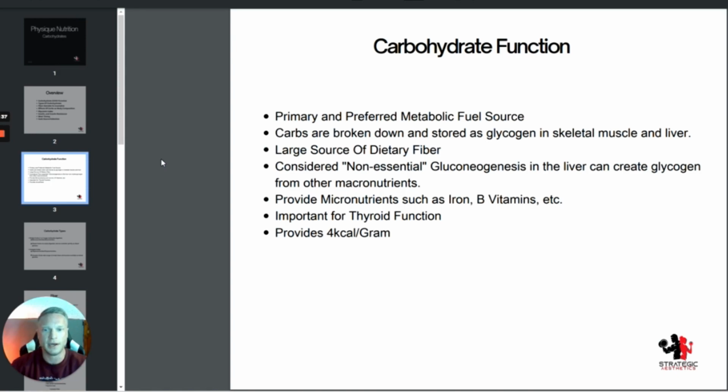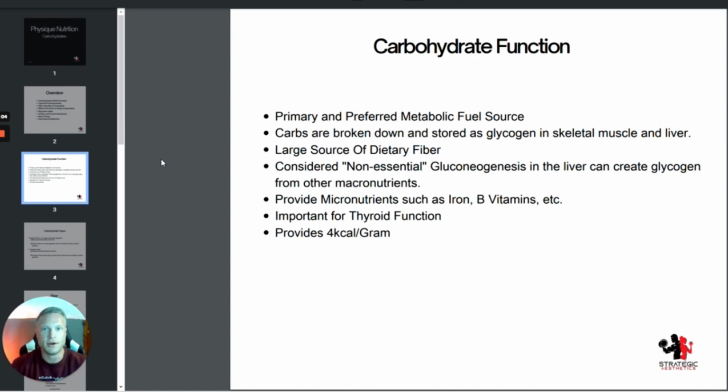So, what are carbohydrates? They are our primary and preferred metabolic fuel source. When we consume carbohydrates, they're broken down into glucose and stored in the liver and skeletal muscle, and then this glucose is used to perform action, to contract skeletal muscle and to move. Carbohydrates contribute a large source of dietary fiber.